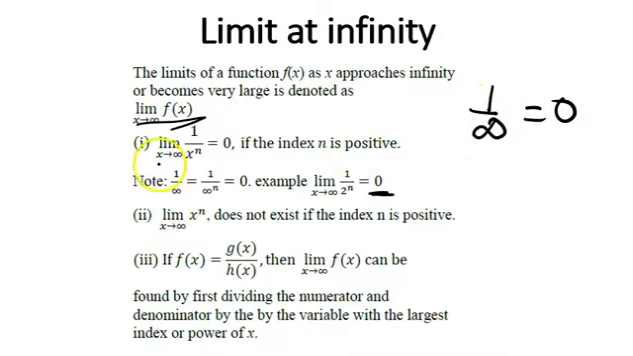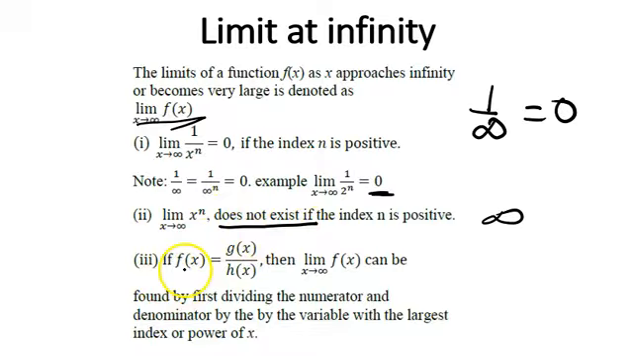Now the second one. If you are finding the limit of a function, maybe x to the power n, and x is positive, then you get infinity. So the limit does not exist. We normally don't use this term at this level, but for the sake of learning, the answer is infinity. Or you can say that it does not exist.